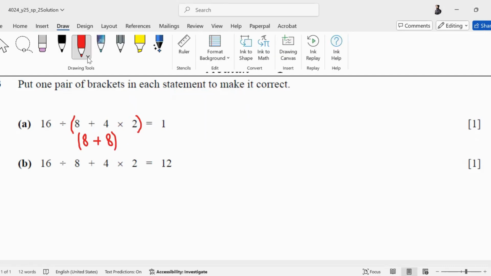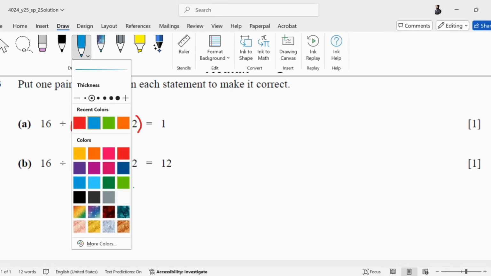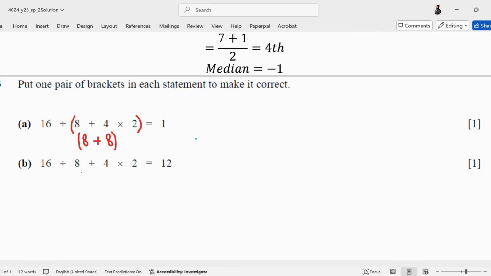For part B, we need the value 12. If I just choose 16 divided by 8, even if I would not have put the bracket, this would have been the first process. 16 divided by 8 is 2. Sorry, I copied that 4, but this is supposed to be 2. And 2 plus 4 into 8 is going to give me 10. I do not need 10. I need the value 12. Okay, what if I would have done this?